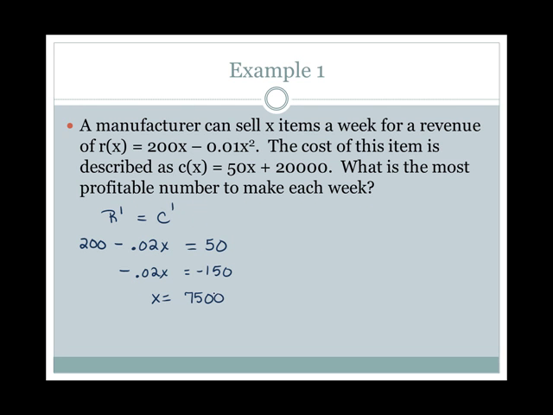So if we're manufacturing, I don't know what, bicycles, what this says is that based on our revenue and our costs, we should produce 7,500 items, bicycles, whatever, per week. If we go over that, our cost will start to overtake our revenue. It doesn't mean we won't still make a profit, but it will start to overtake it and eventually eat away at it.